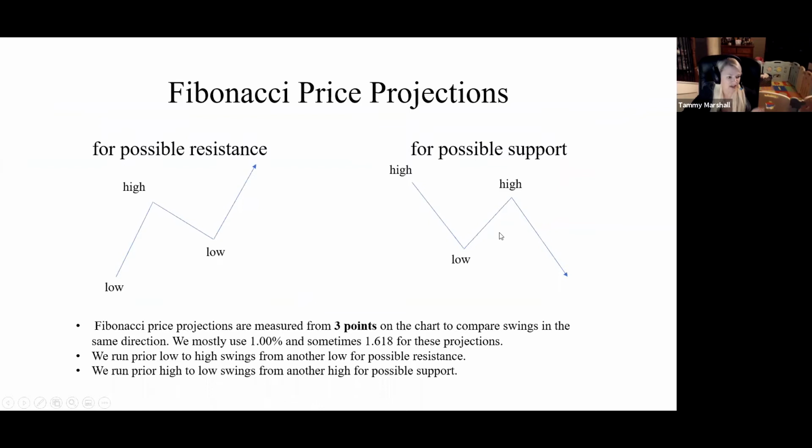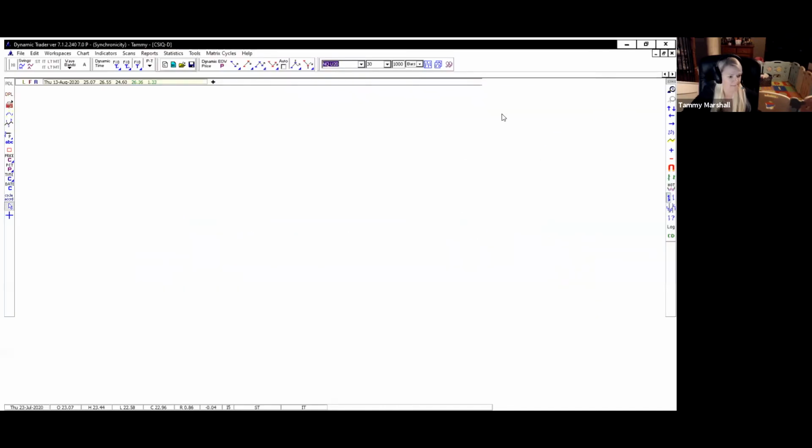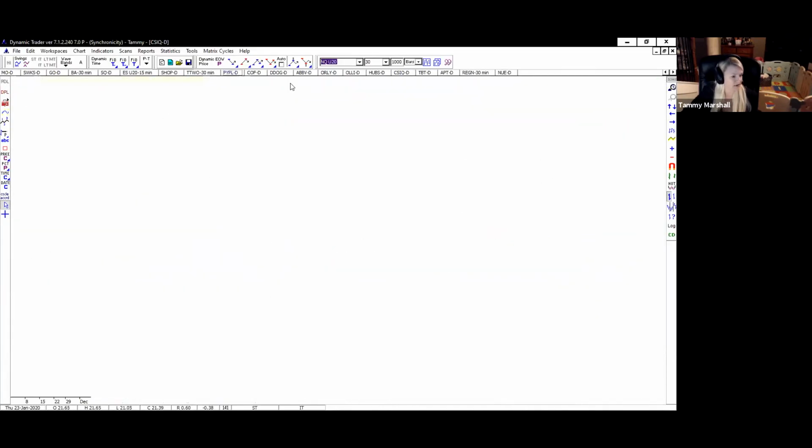As far as projections, okay, these are the single red lines that by themselves are setups. Okay, we measure them from 3 different points on the chart. We compare swings in the same direction, and we use 1.0 for these normally, rarely 1.618. The way that we do that, let's see, wait, wrong chart. Let's see, I can go to another example here.